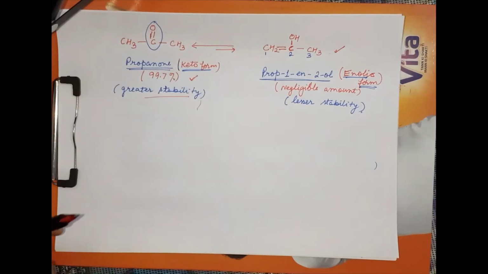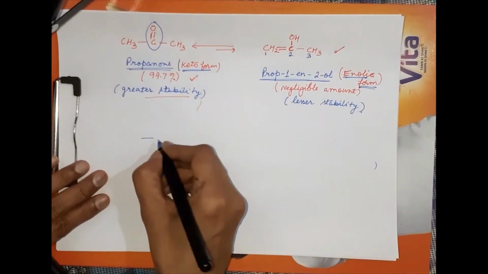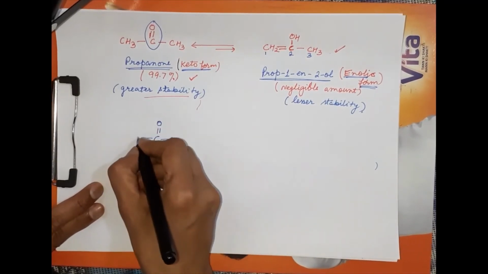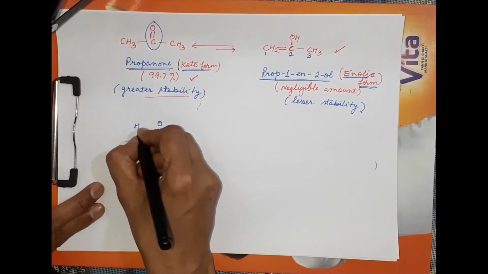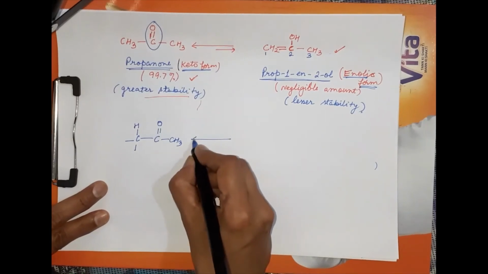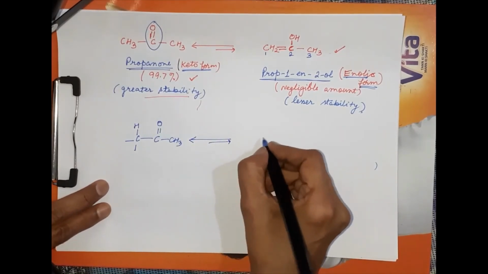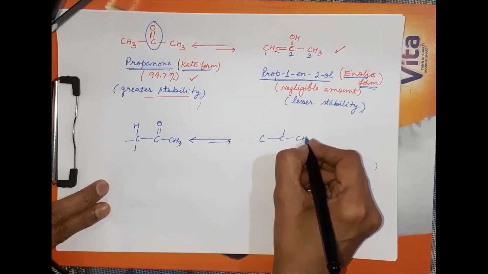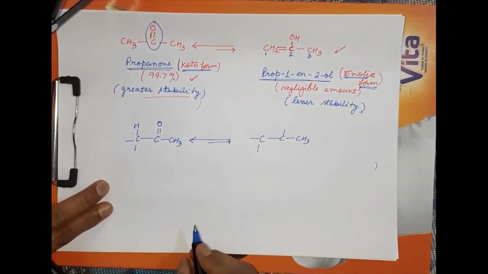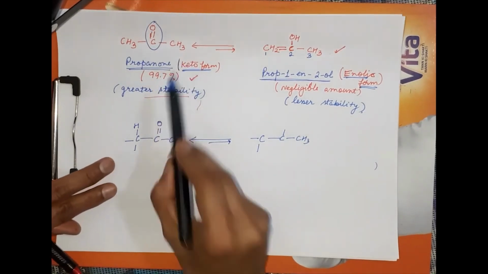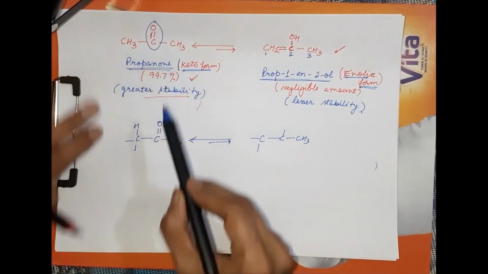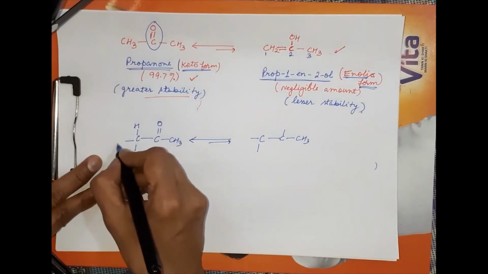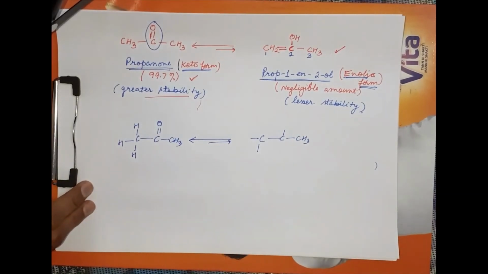So in a simple way, if we want to understand, here I have written this keto form like this. This is C=O CH3, C=O CH3. This carbon I have written like this, and it has 3 hydrogen atoms which I have written like this.